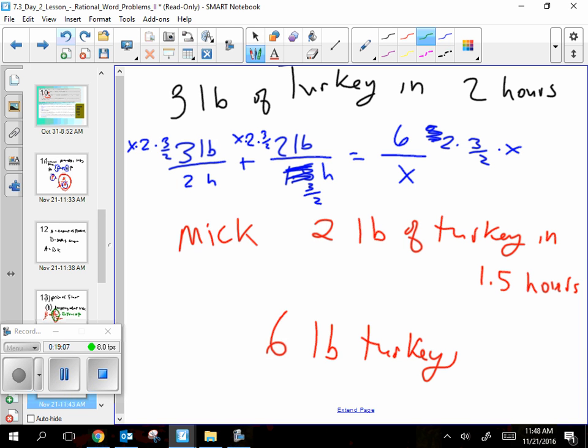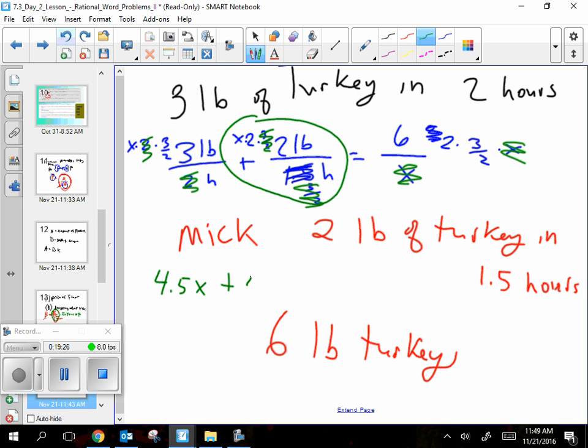So this cancels this. 3 over 2 cancels 3 over 2. And 2 cancels 2. And I have 9 over 2, or 4.5x. Now this term, plus 4x equals 18. And from there, it's 8.5x equals 18.